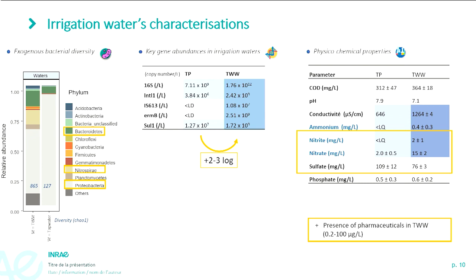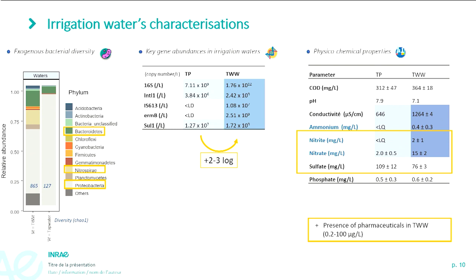About the results, I'm first going to focus on the role of irrigation waters in the dissemination of antimicrobial resistance, and the characterization of these waters. About the exogenous bacterial diversity, we could see that treated wastewater had a higher diversity compared to tap water, which was expected, with proteobacteria, but also a considerable proportion of Nitrospirae and Bacteroidetes here.